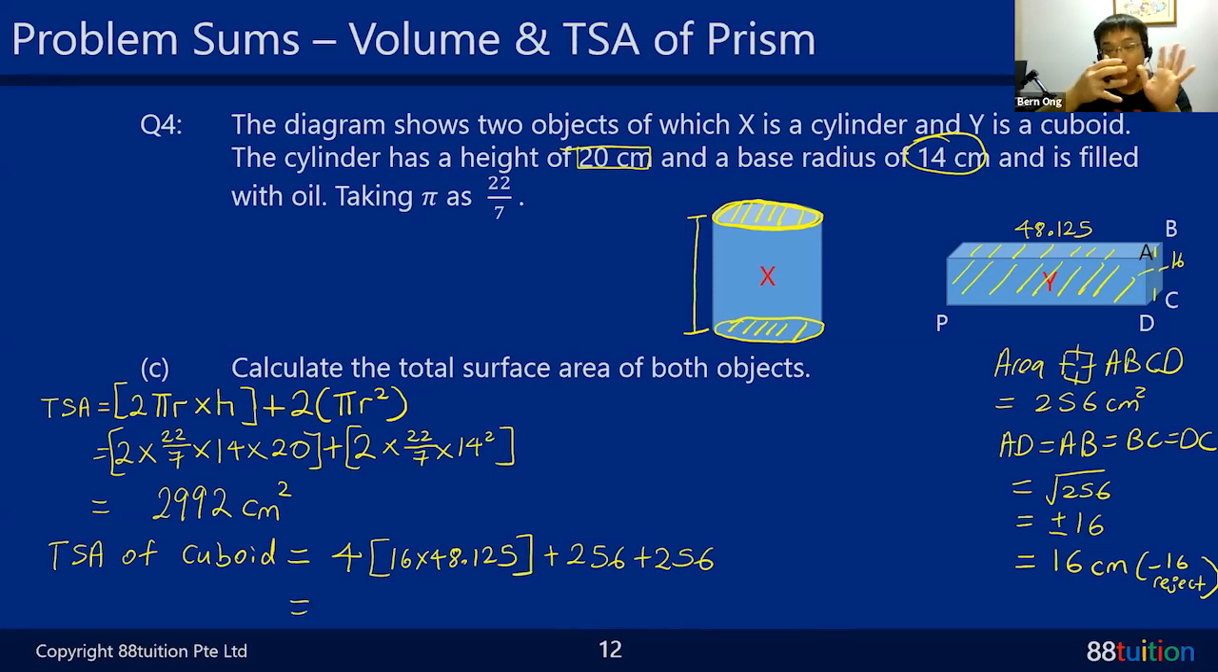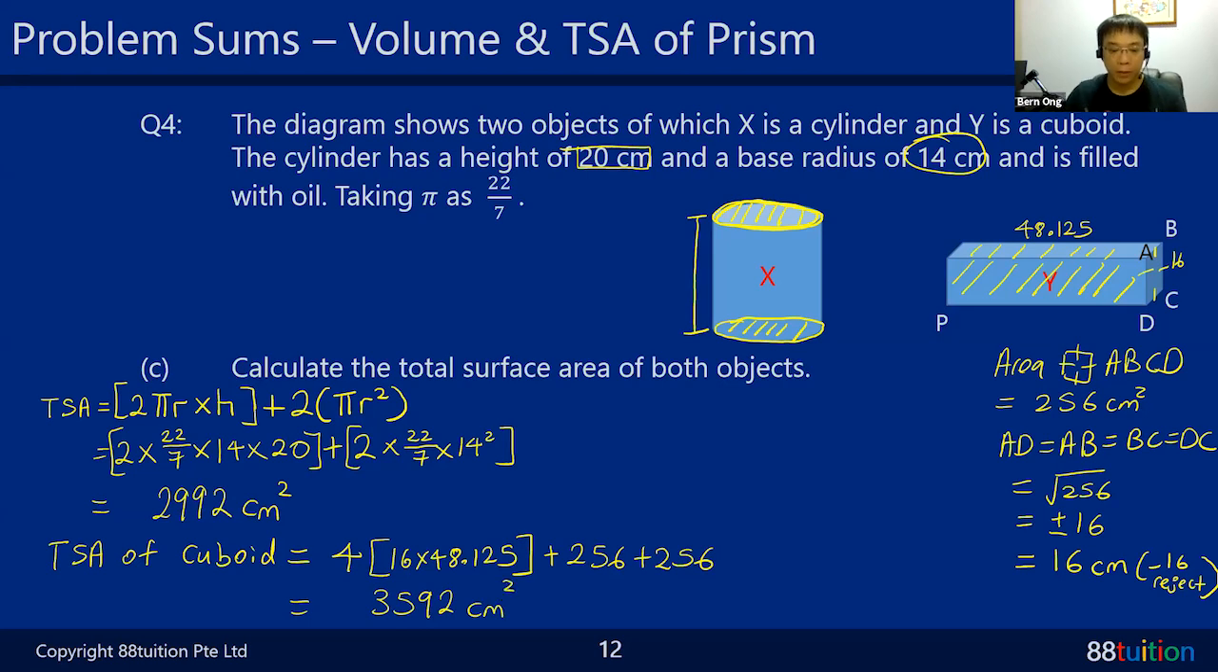You can do it one by one. Find the top, find the left, find the bottom, find the right, plus together, find the one standing on the left, and find the one standing on the right. So you can slowly do. But do you want that? If you can do it faster, come on. So down here, 4 times 16 times 48.125, plus 256 plus 256. 3592. 3592 what? Cm square.